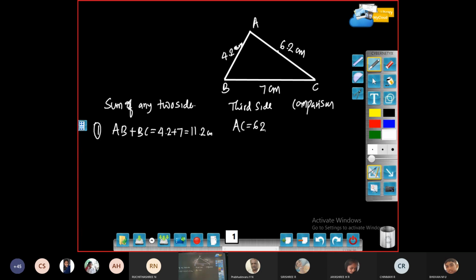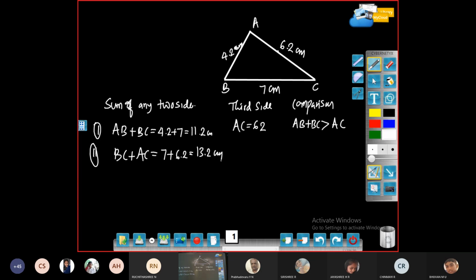Now compare the sum of two sides with the third side. Sum of two sides is greater. So therefore, you can write AB plus BC is greater than AC. See, sum of two sides here is greater than the third side. Now you change the sum of two sides. Instead of AB and BC, I will take BC plus AC. What is BC? 7. AC is 6.2. So if you add this, 13.2 centimeter.